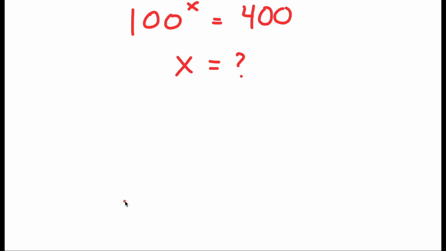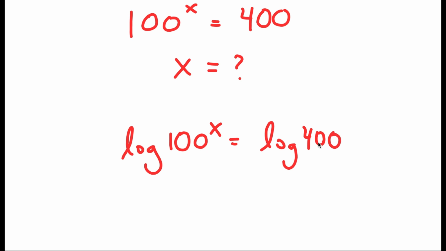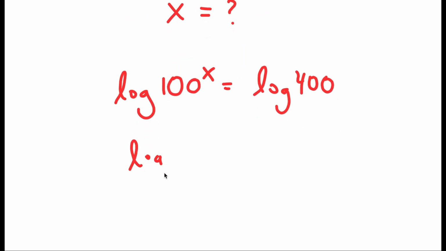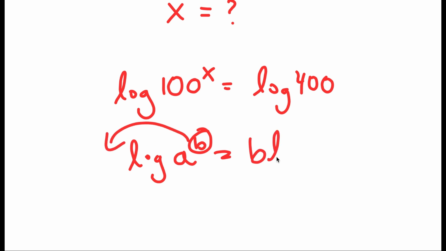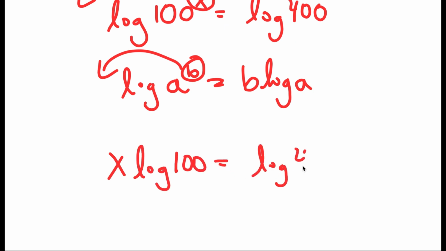So to solve this, what I'm going to be using is logarithms. I'm going to first start by taking the log on both sides. So I get log 100 to the power of x is equal to log 400. And if I have something in the form log a to the power of b, I can move this exponent b to the front, so I get b times log a. In this case, I have log 100 to the power of x. I can move x to the front, so I get x times log 100 is equal to log 400.